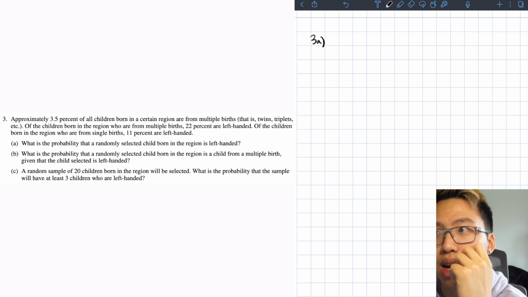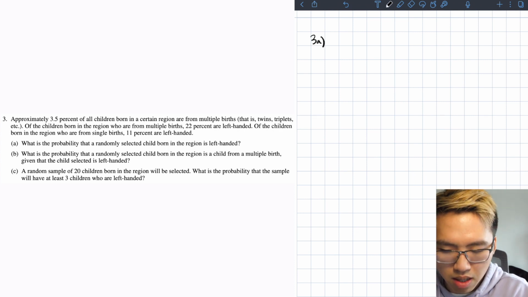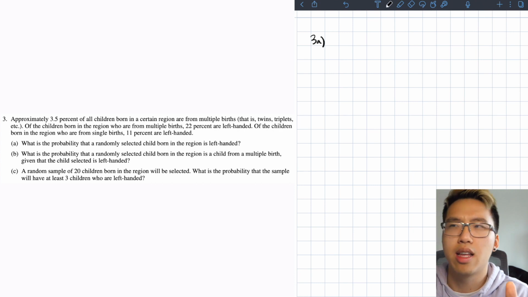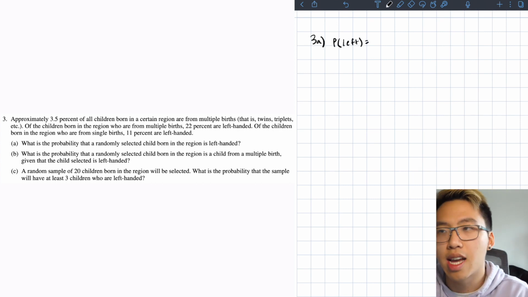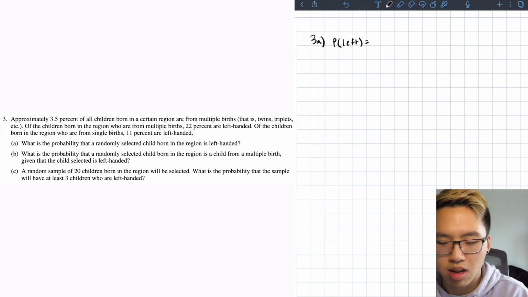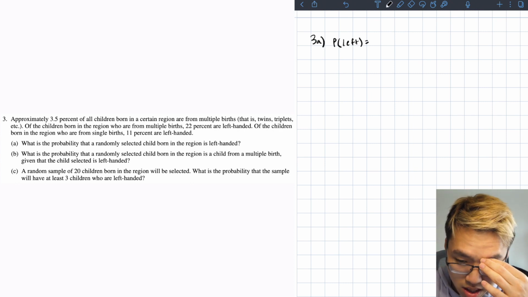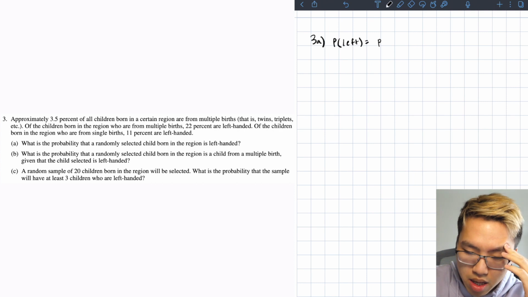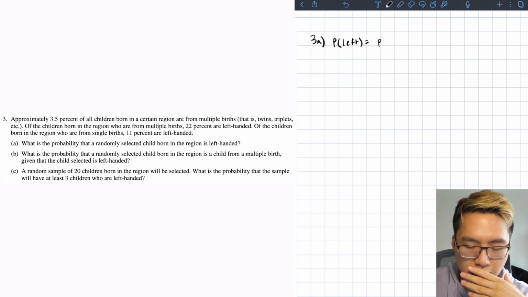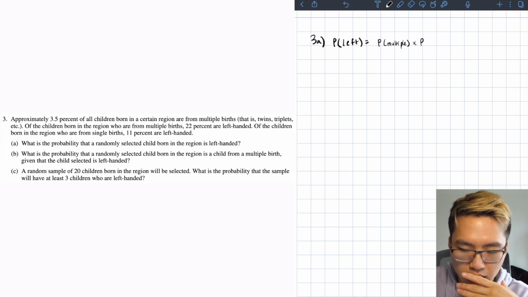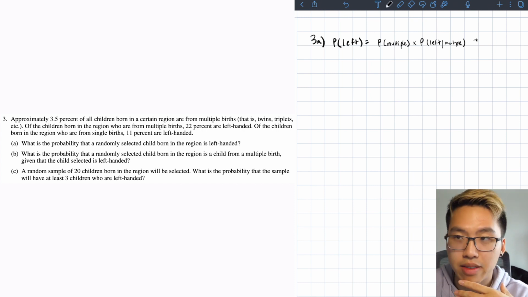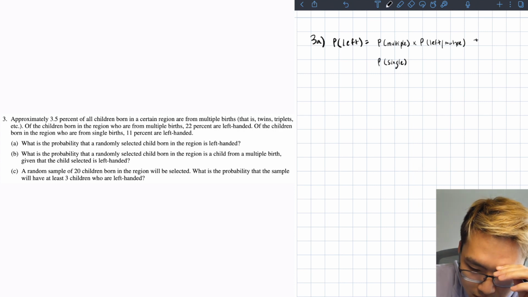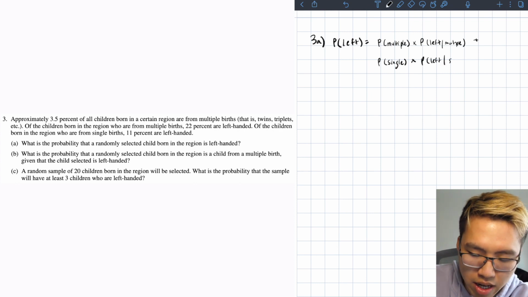Yeah, this is pure probability. Let's write out this question in the form of a probability equation. It's asking what is the probability of being left-handed? There are a couple of ways you can be left-handed. You can be left-handed from a multiple birth, so you would write that as the probability that you were born from a multiple birth times the probability of being left-handed from a multiple birth. Another way is you can be from a single birth, times the probability of being left-handed from a single birth.